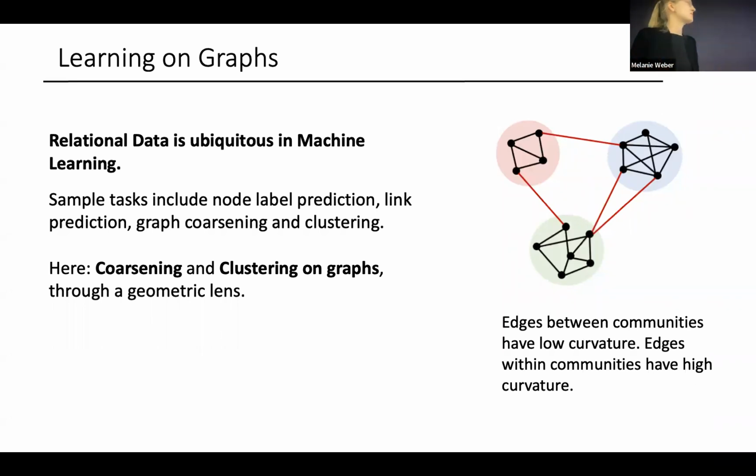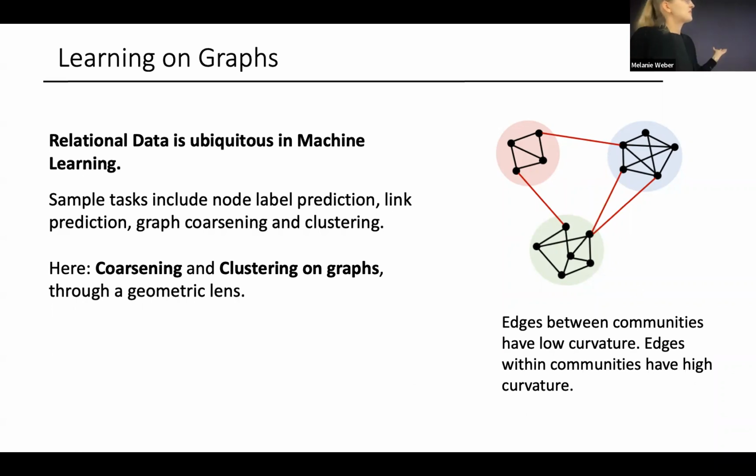Here we don't want to use graph neural networks. We want to use curvature-based geometric methods. And we will specifically look at coarsening and clustering on graphs, which are closely related, as you will see. The motivation for using those discrete curvatures that we've seen earlier comes from the following observation. Again, I stated it on a high level. You can work it out in much more detail theoretically.